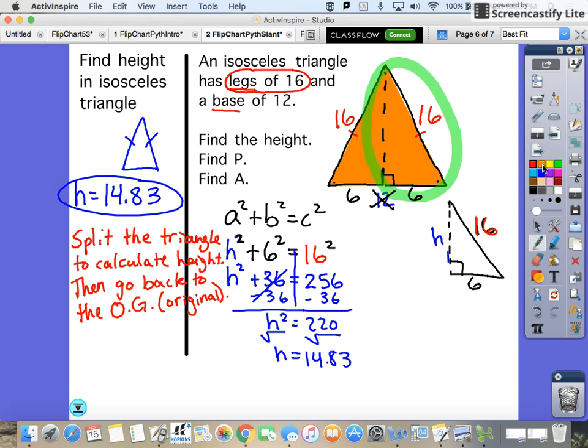So for perimeter, what we're going to do is find the perimeter of the original triangle, which was 12 for the base, and then 16 and 16. So that's 32 plus 12 is 44. So our perimeter is 44.